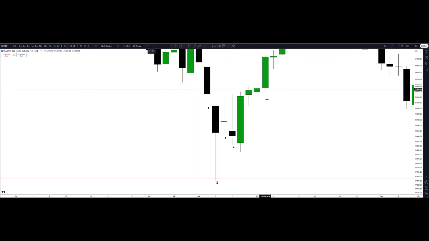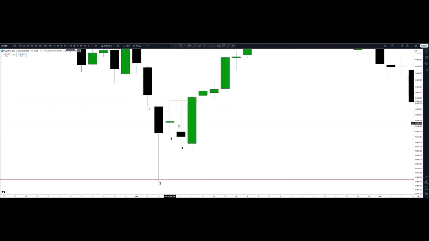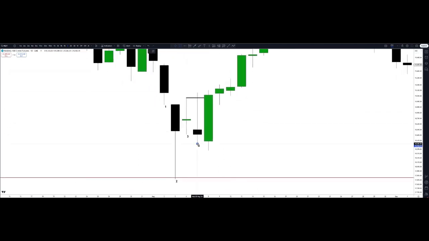Why targeting the high? Because this was the confirmation of the swing low. 3 candles confirm a swing low, 3 candles confirm a swing high. Now, let's dive into this daily candle to see where the entry may have potentially been. Hopping onto a 15-minute time frame.